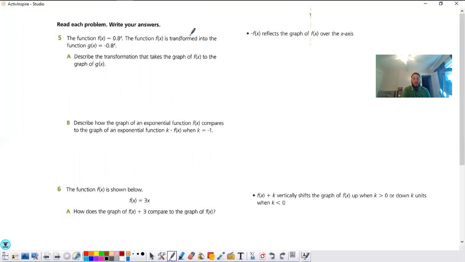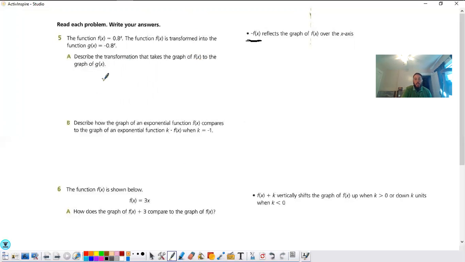The function f of x is transformed into the function g of x, which is equal to negative 0.8x. So if we take a look here, on the front they said that if we just change the sign in front of the function, what it's going to do is reflect it over the x-axis. So describe the transformation that takes the graph of f of x to the graph of g of x.